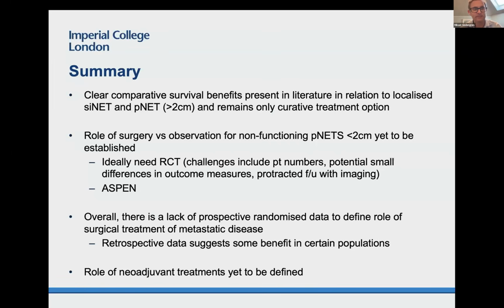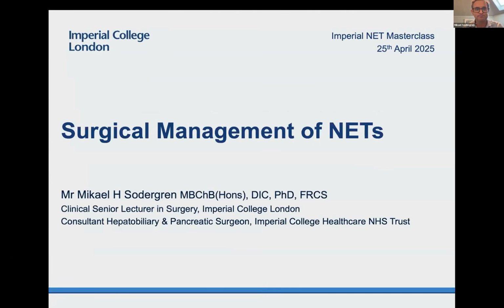That is obviously a challenge. We do have the full ASPEN trial reporting hopefully soon. That will give us a little bit further clarity. Overall, there's a lack of prospective randomized data to define the role of surgical treatment of metastatic disease, but retrospective data suggests that debulking surgery may have some benefit, and the role of neoadjuvant treatments is yet to be defined, but there are some interesting data emerging around the role of PRRT. Thank you very much for your attention.